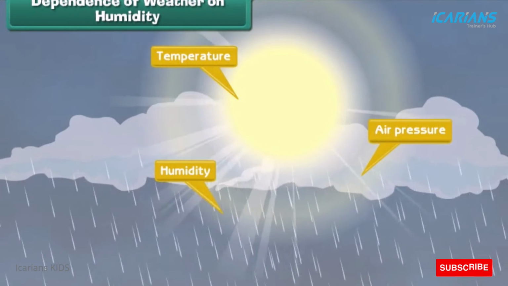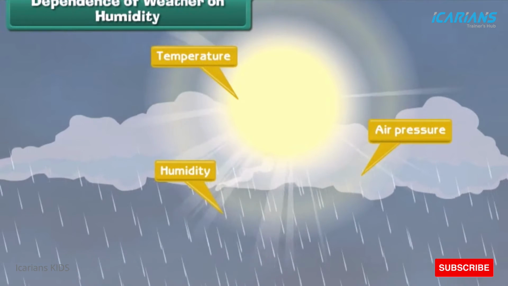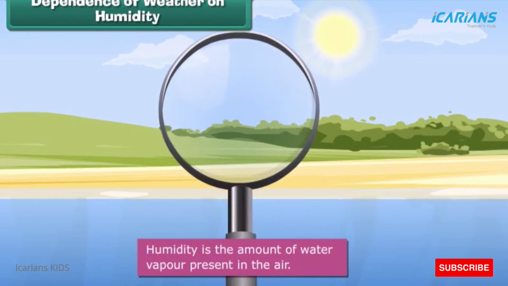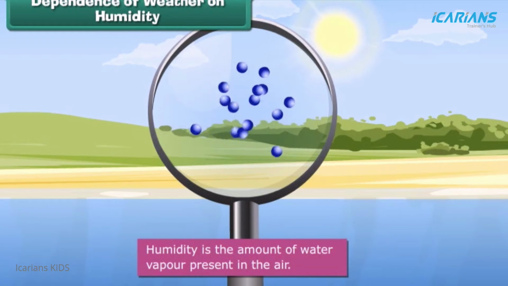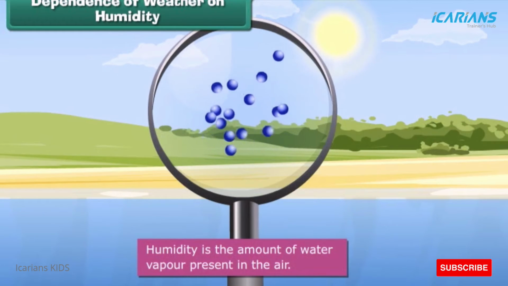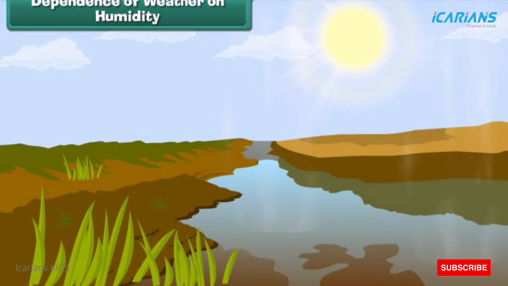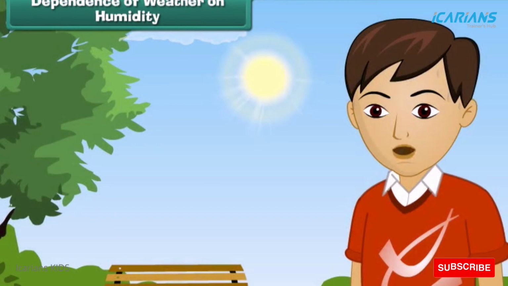Another important factor influencing weather is humidity. Humidity is the amount of water vapor present in the air. Yes, the air around us is full of water. You can usually see the water evaporating from lakes, oceans, rivers, and even from the trees. When the humidity increases, we sweat a lot and feel sticky and uncomfortable.